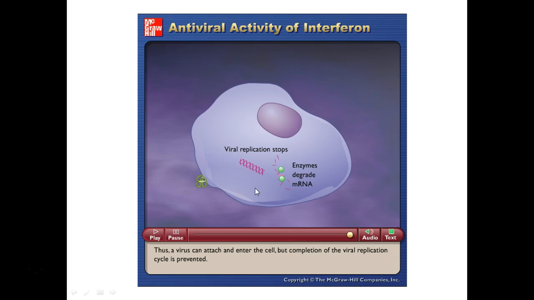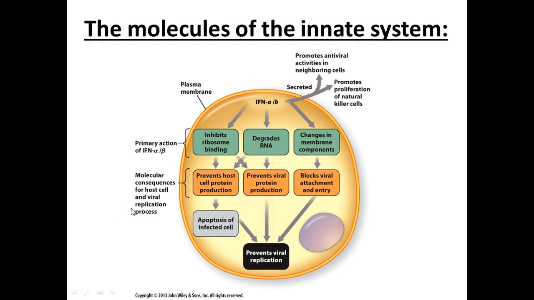So your book goes into a little bit more specifics. Interferons A and B, alpha and beta, their primary action is to even inhibit ribosomes from binding. So again, we're going to shut down protein synthesis in the cell that's been infected by a virus. We're not even going to let the ribosomes bind to the messenger RNA. So the host cell doesn't produce any proteins. Neither can the virus. And this is going to cause death of the cell.